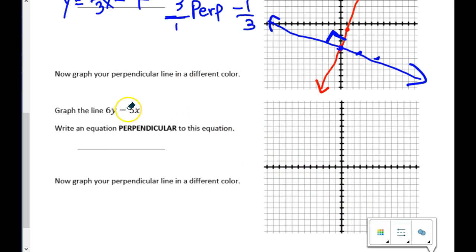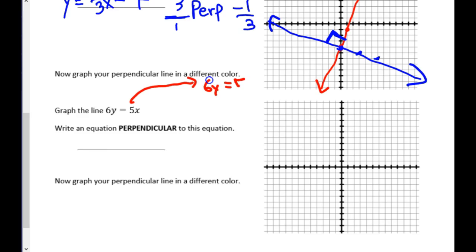I'm going to rewrite this over here. 6y equals 5x. And then how do I get rid of this 6? Divide. So I didn't have to move the x, but I did need to divide. Now this leaves me with y equals 5 over 6x, and there's no b. What does that mean b is if there's no b? 0, okay? So nothing is 0.